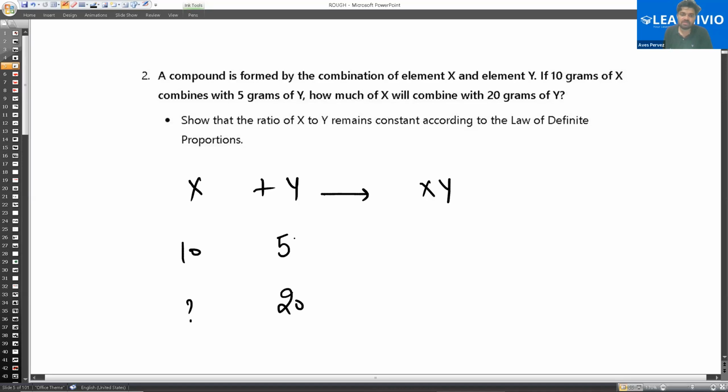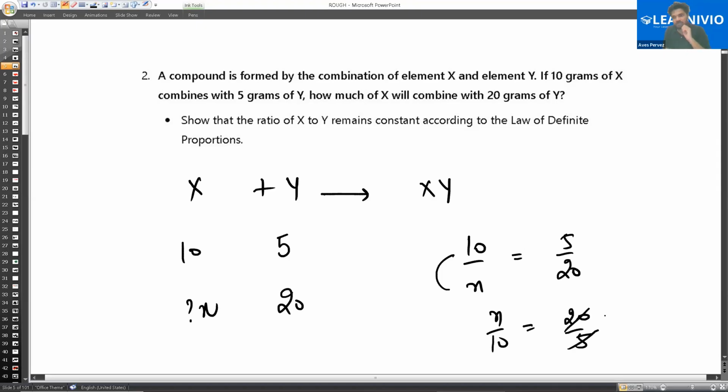This is very simple. You multiply by 4 to get 20. You multiply this one also by 4. Or you can do it like this: just consider this is X, so 10 upon X equals 5 by 20. Then take the reciprocal, you will get X upon 10 equals 20 by 5. You cut it, you will get 4. And this 10 goes to that side, so you get 40 grams. Correct. Good. Done everyone?